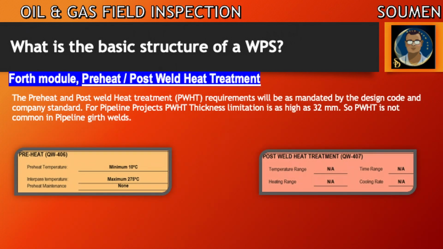The fourth module is preheat and post-weld heat treatment. Preheat and post-weld heat treatment requirements will be as mandated by the design code or company standard. For pipeline projects, the PWHT thickness limitation is very high. That means if any pipe thickness goes beyond 32 mm, post-weld heat treatment is required. That's why post-weld heat treatment is not common and very practical. This is a SMAW welding procedure with a lower thickness, 7 to 15 mm. So we don't need post-weld heat treatment here. That's why it is not applicable.